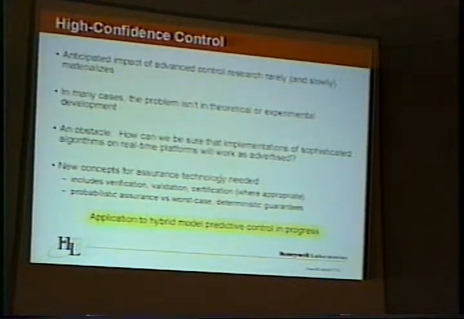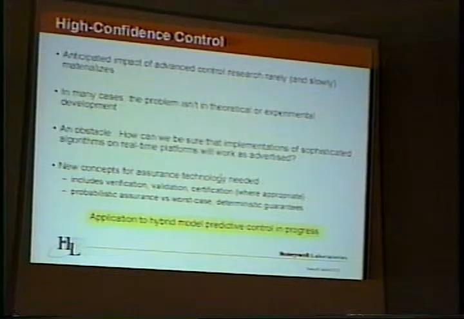And in many cases, I would submit that the problem isn't that we haven't done the theory well enough, and the problem isn't that our simulation or experimental results haven't been sufficiently detailed. The problem is that these sophisticated algorithms have to end up working on specific real-time platforms, and how can you be assured that they are going to do what they have been built as being able to do? So we need new concepts for assurance technology that are tailored towards more sophisticated algorithms than we currently have available.